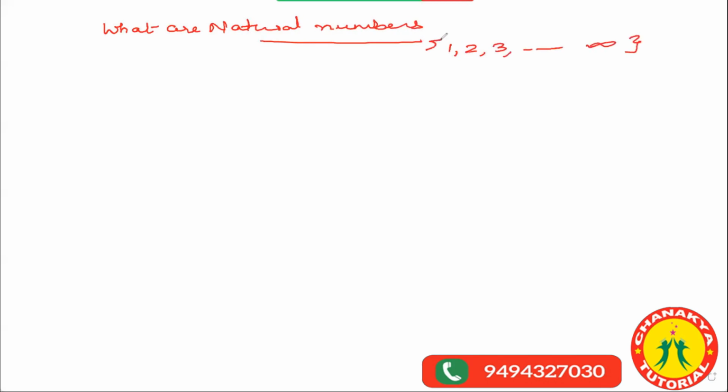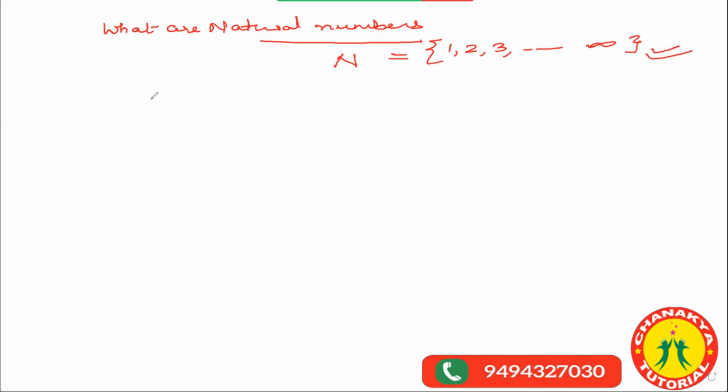Now, suppose, children, what are natural numbers? Who will tell me natural numbers? Ma'am, 1 to infinity. Right. 1, 2, 3. And suppose I have to represent these natural numbers, which alphabet will I be using? N. Capital. Yes, capital N. We have to use capital N for representing natural numbers.